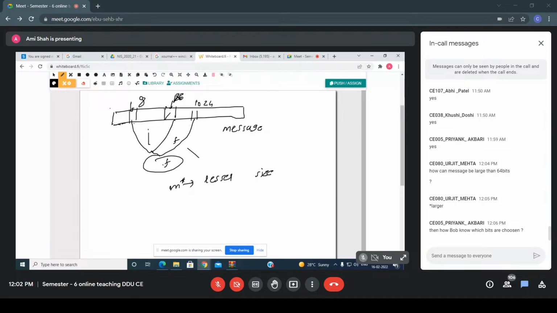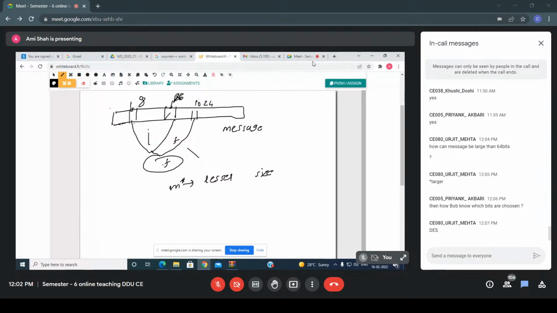Now suppose the lesser size message that I am getting is 64 bits. Which technique can I use for symmetric key encryption? I think all of you are studying the symmetric key concept. If the message is of size 64 bits, which symmetric key encryption is used? Please write down in the chat window, everyone.